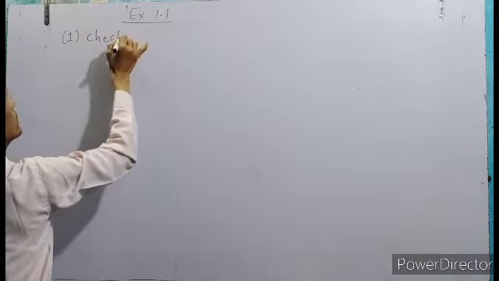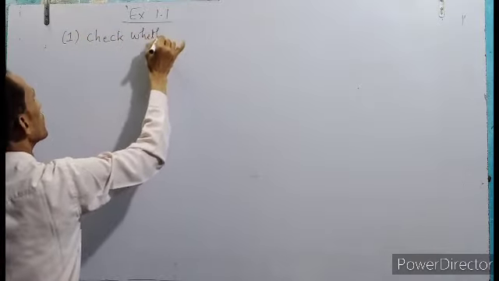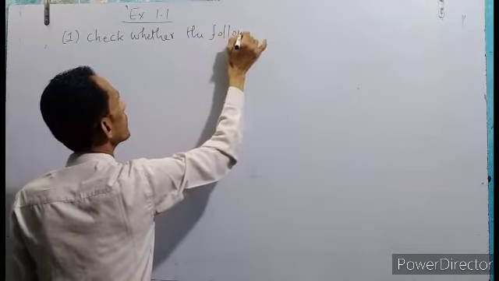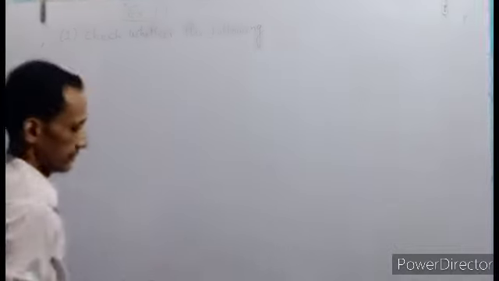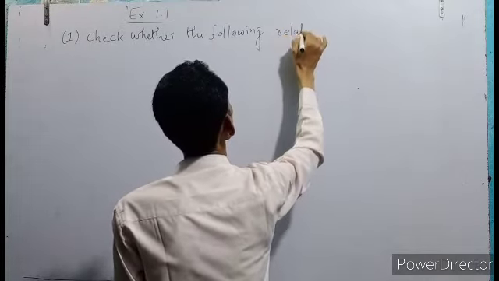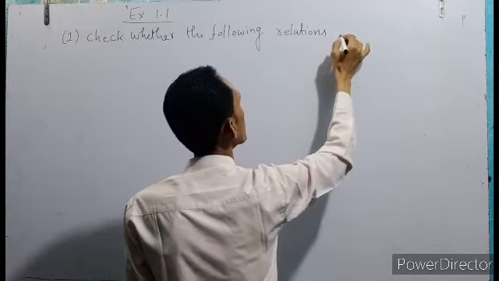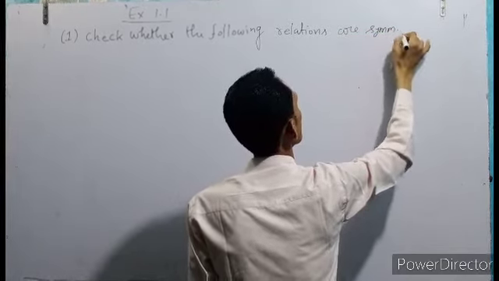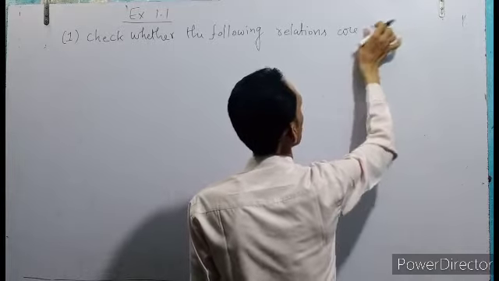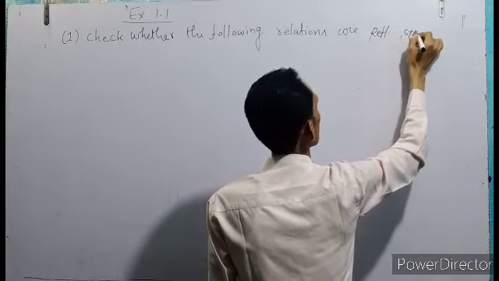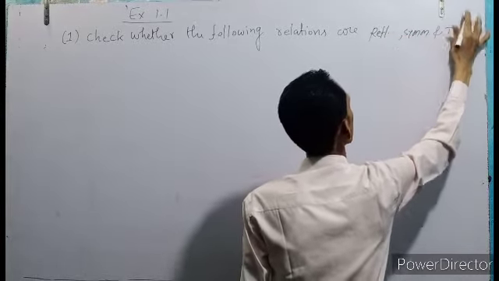Check whether the following relations are reflexive, symmetric and transitive. Okay, we check one by one.